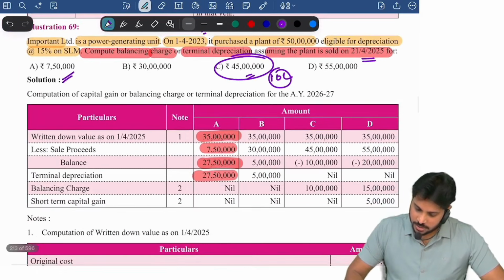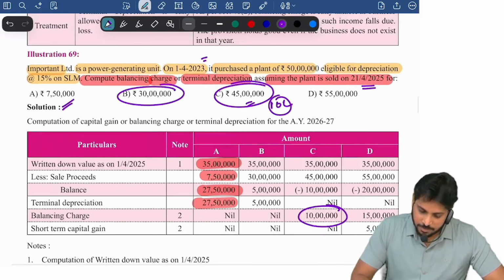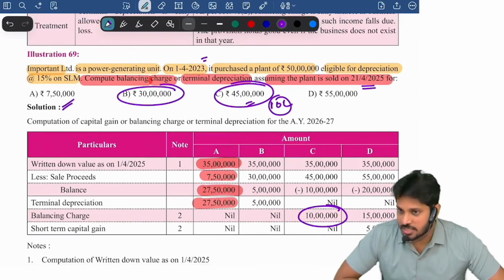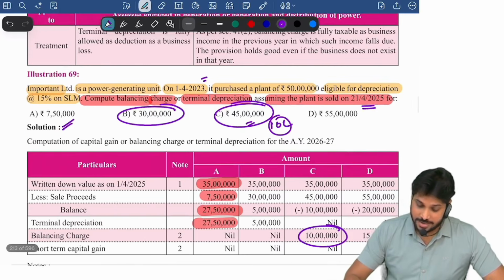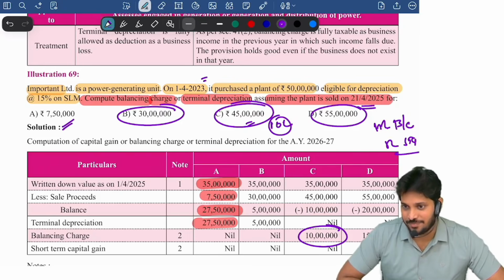In case C, how much is the balancing charge? 10 lakh. Case number B, 30: 5 lakhs is terminal depreciation. Correct. Case number D, 55 lakh: then 15 lakh is balancing charge and 5 lakhs is short term capital gain, 50A. That's it.